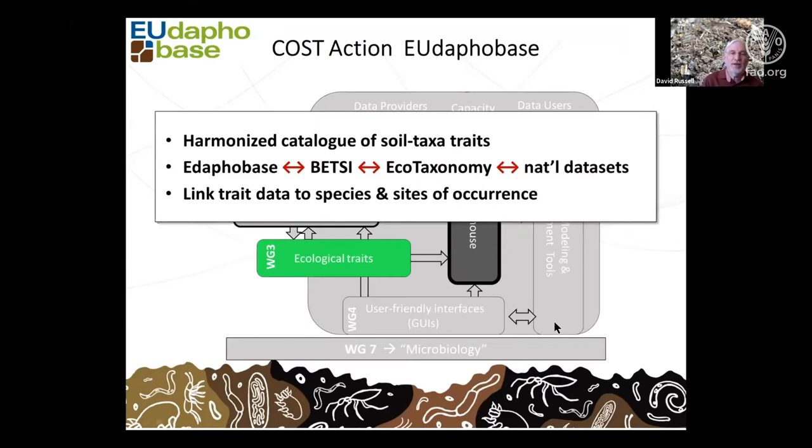I mentioned also traits, harmonizing and hierarchizing vocabulary, structuring it well. An important aspect is to link the different trait databases for soil biodiversity across Europe, and then, in a common platform, to link this to the species, and then to the sites and the habitats.